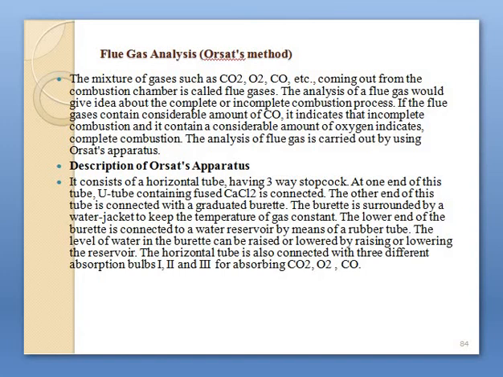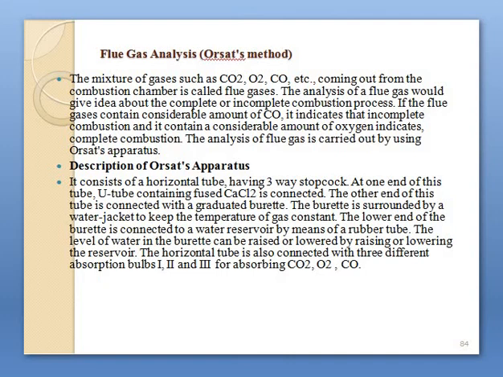So ORSAT apparatus, let's look at what it is. The mixture of the gases that comes out from the combustion chamber is called the flue gases. It mainly contains carbon dioxide, oxygen, carbon monoxide, and along with that you will have a few more, but these three are the main ones. The analysis of the flue gas gives an idea about the complete or incomplete combustion process. Using the flue gas coming out, we can judge to what extent the combustion has taken place.